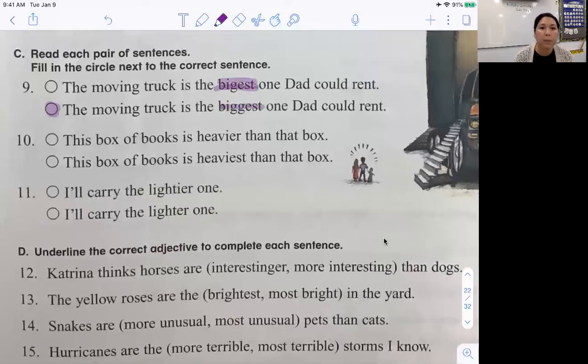Okay, let's look at number 10. Which one is correct? This box of books is heavier than that box. This box of books is heaviest than that box. Mark your answer. If you need to reread it to yourself, pause the video and go ahead and take as much time as you need. Number 11, I'll carry the light tier one, or I'll carry the lighter one. Look and see which one is spelled correctly there.